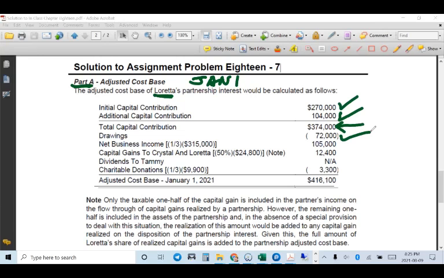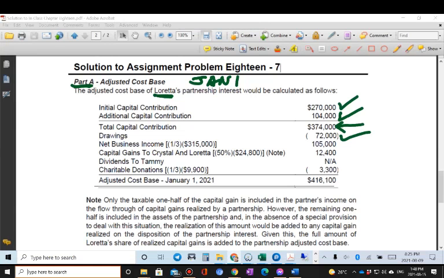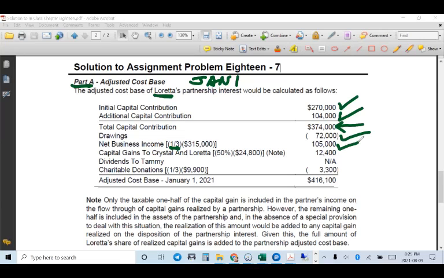We know what the net business income was during the period. We don't have to calculate it because in this one it was given to us. So that's what we would have calculated in the previous question, right? Here, we were lucky enough to just have that given to us. Partnership earned net business income of $315,000. So she gets 1/3 of that. That is an addition to her partnership capital account. When it's profit, it adds to it. If it was a loss, it would subtract.